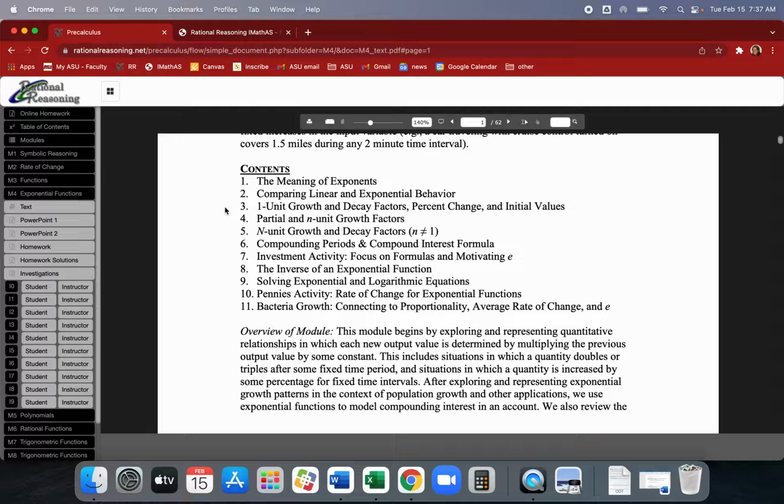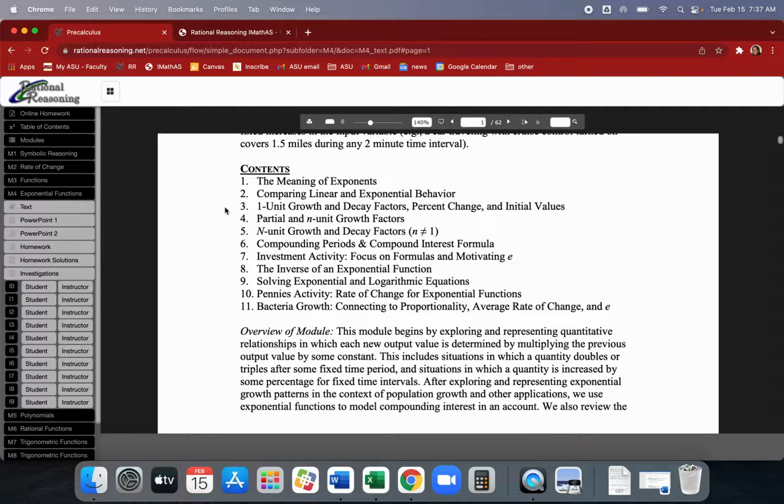But it sounds very strange just looking at these topics, like a partial n unit growth factor. That sounds like a bizarre scientific result. It's not. We'll see what it means in application. It makes a lot more sense than just seeing a way to describe something like this generally.